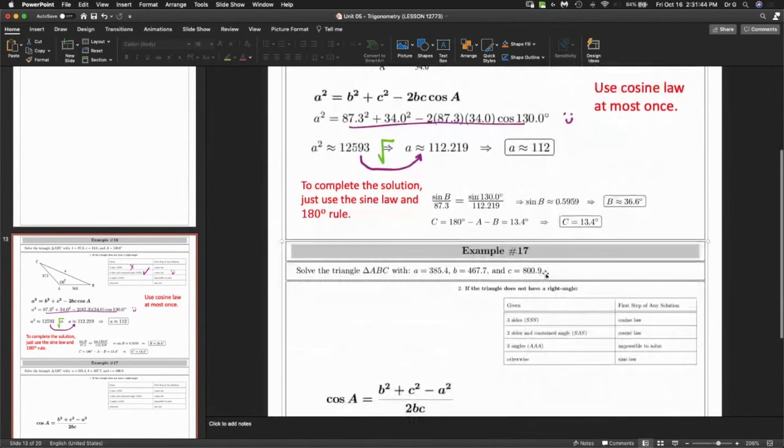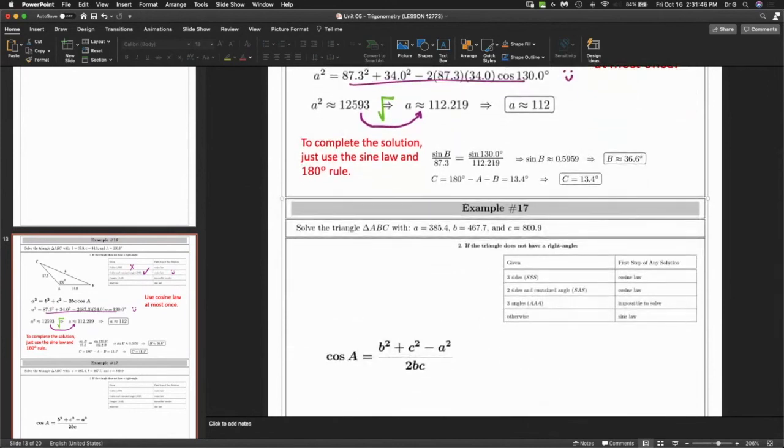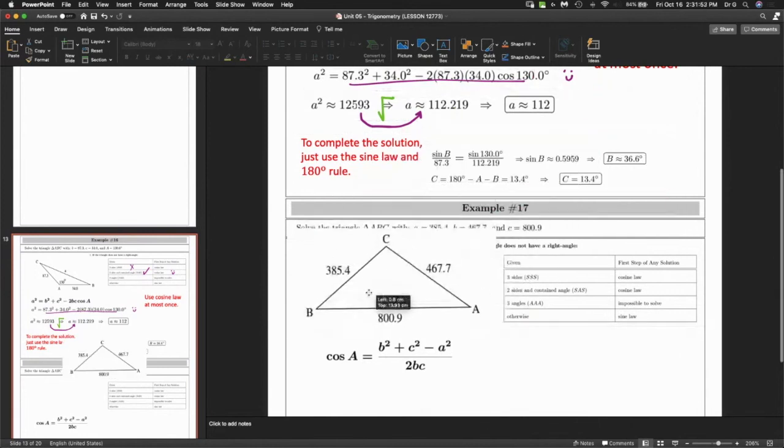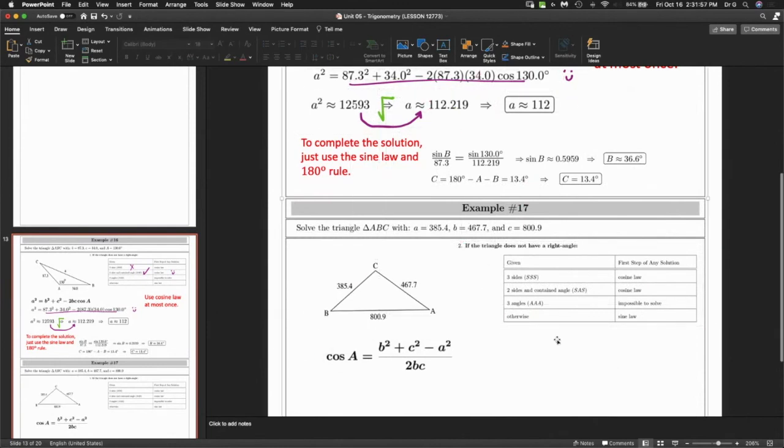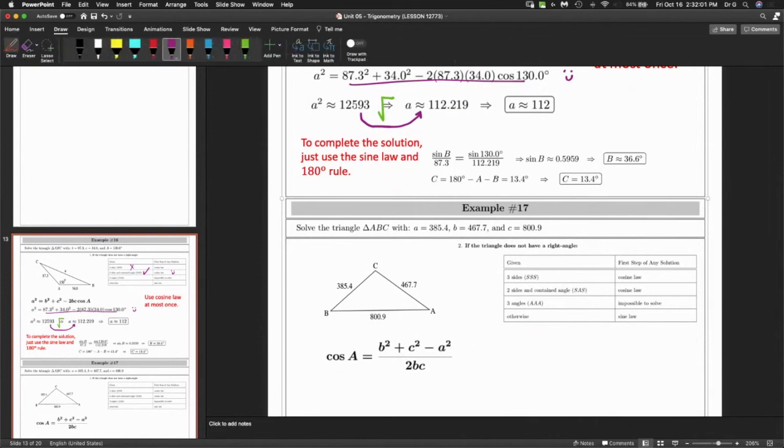So let's take a look at question 17. And 17 is the other variation of the cosine law, where you're given 3 sides. So there's a triangle with 3 sides. And in this case, let's just label those 3 sides. No, it's okay, Ravina, because it's not 3 angles. It's 3 sides.